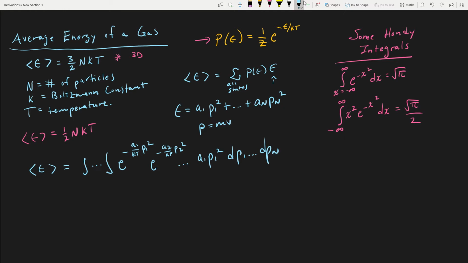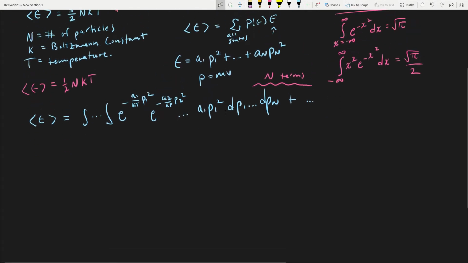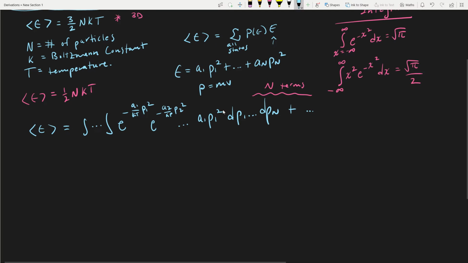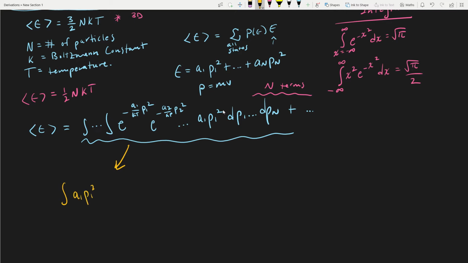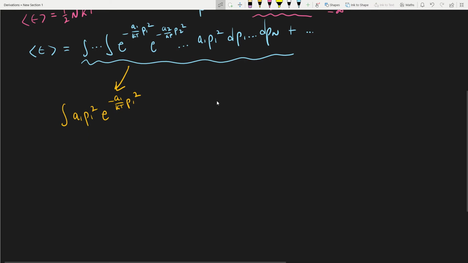Now, there's another whole set of terms because remember, our energy function is a summation. And I'm just going to say dot, dot, dot, because what we're going to see, there's all of these combined, there's n terms. And we're just going to solve one, and then we're going to multiply by n, because the pattern actually repeats. So, we're going to split this up into two quasi-manageable pieces. And the first piece, let's use orange. The first piece is we're going to get the integral of A1 P1 squared e to the negative A1 over kT P1 squared dP1. So let's solve this.